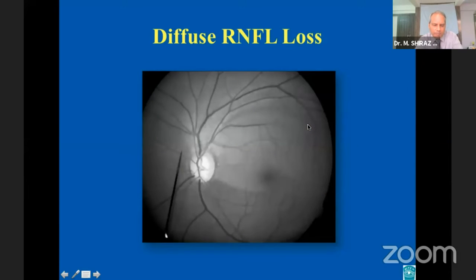This is a typical example of a diffuse RNFL loss. The diffuse RNFL loss is more difficult to detect than a localized defect, but it is always very helpful to evaluate whether the large retinal vessels are clearly and sharply detectable.